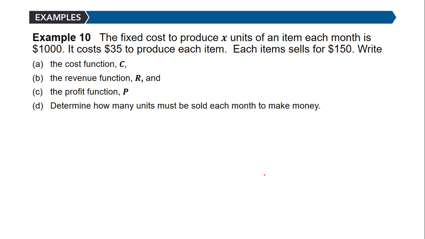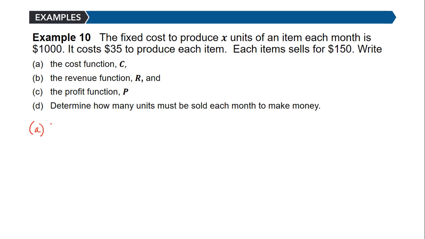In this example, we have the fixed cost to produce x units of an item each month is $1,000. It costs $35 to produce each item, and each item sells for $150. We want to write the cost function C, the revenue function R, the profit function P, and then determine how many units must be sold each month to make money.